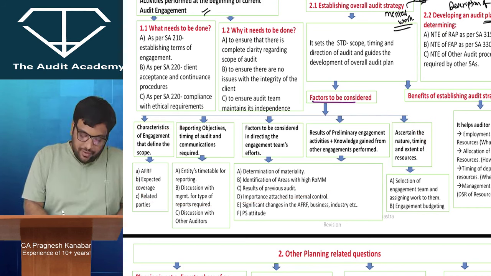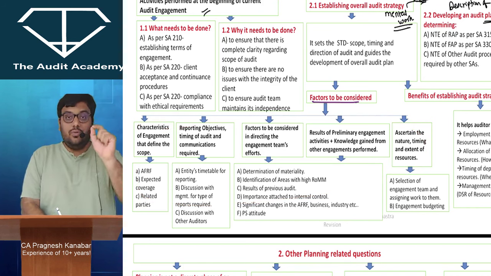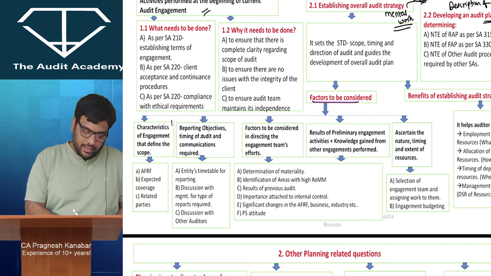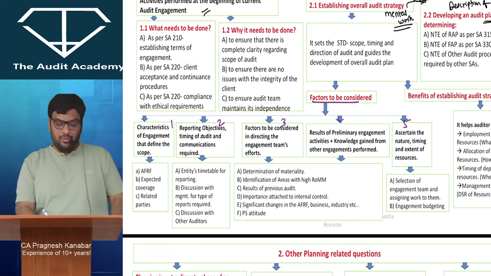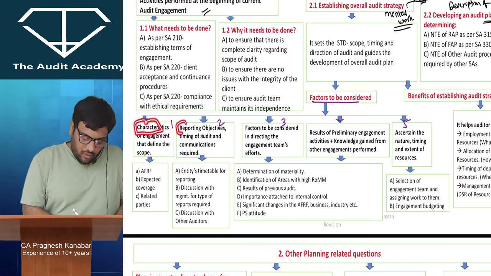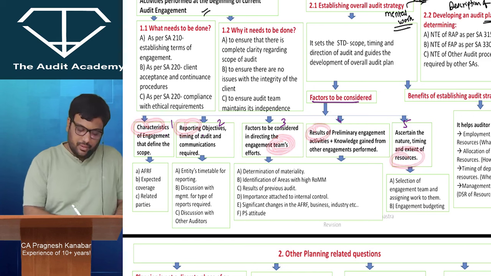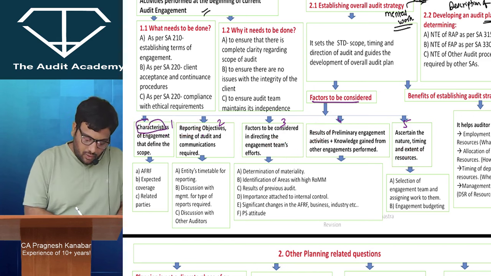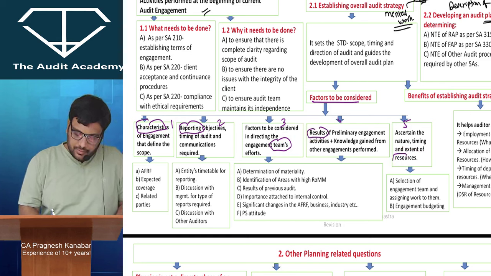Okay, now factors to be considered in establishing overall audit strategy. If the question deals with audit strategy and the last line says factors to be considered, you have a 5 point answer. 1, 2, 3, 4, 5. I'll give you the code word to remember this. All right, so the code word is: character of reporting team resulted in resources. Come on, tell me. Character of reporting team resulted in resources.